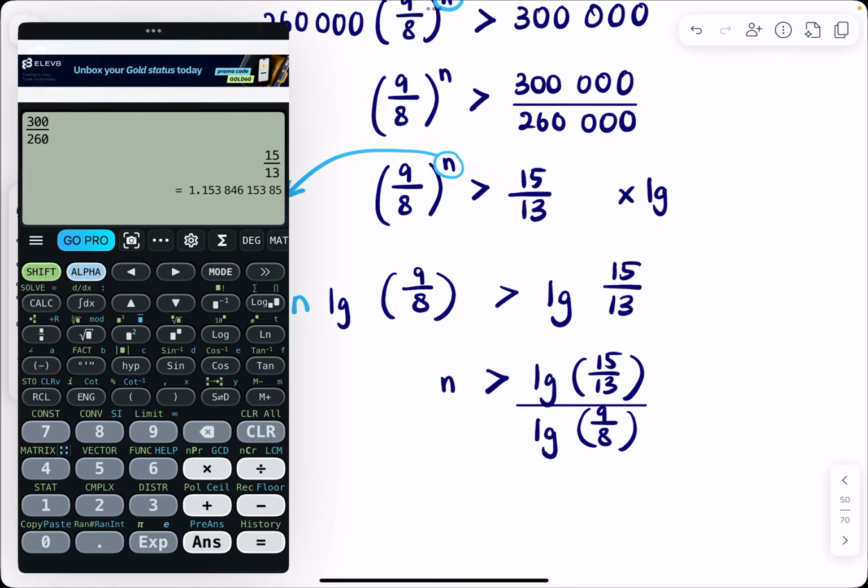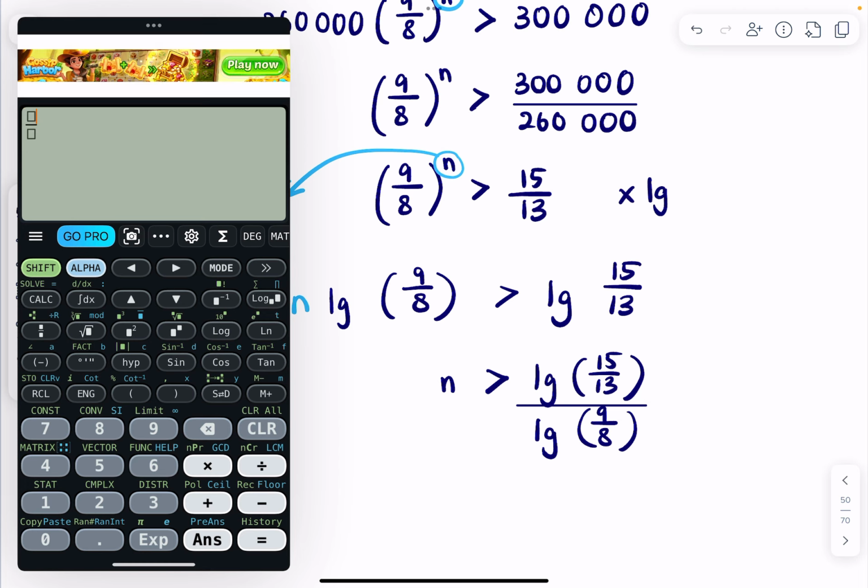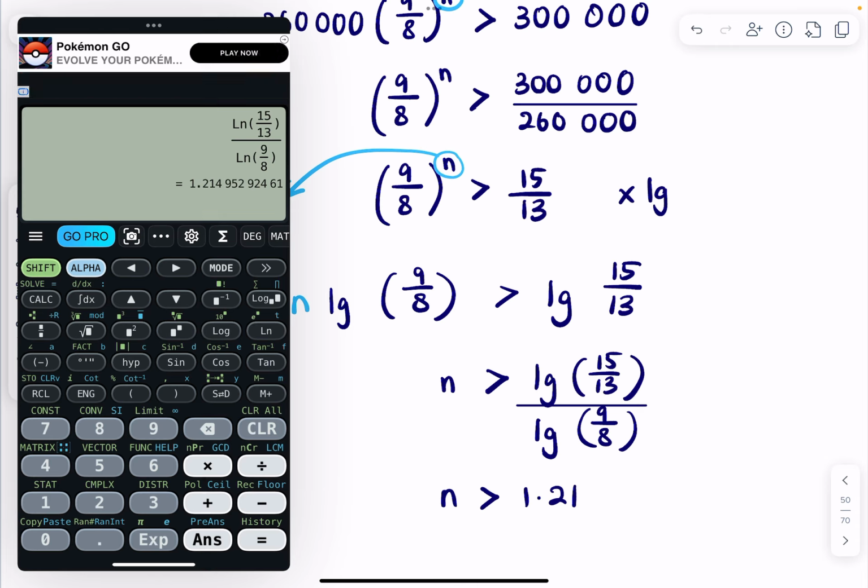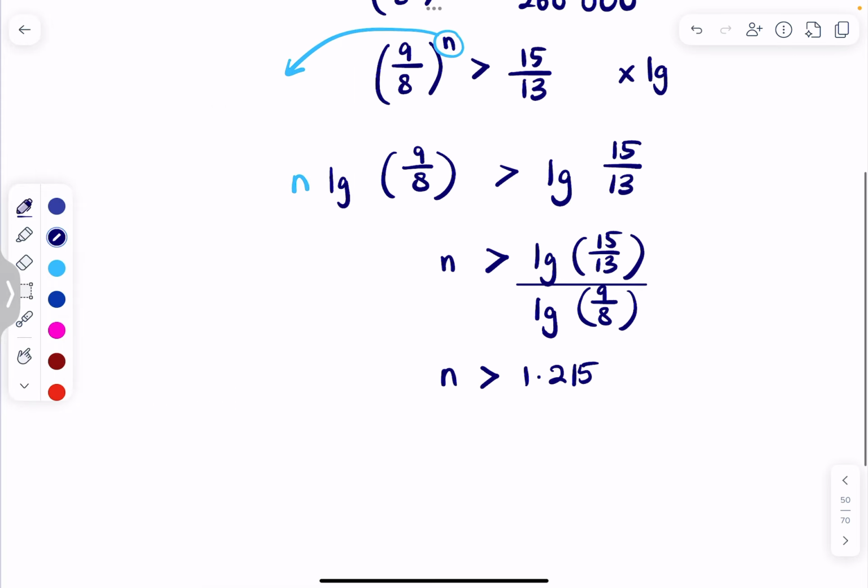So we put this in our calculator. Log 15 over 13 divided by log 9 over 8. We get 1.215. Okay, since n is more than 1.215 and n must be a whole number, the next closest value is 2.